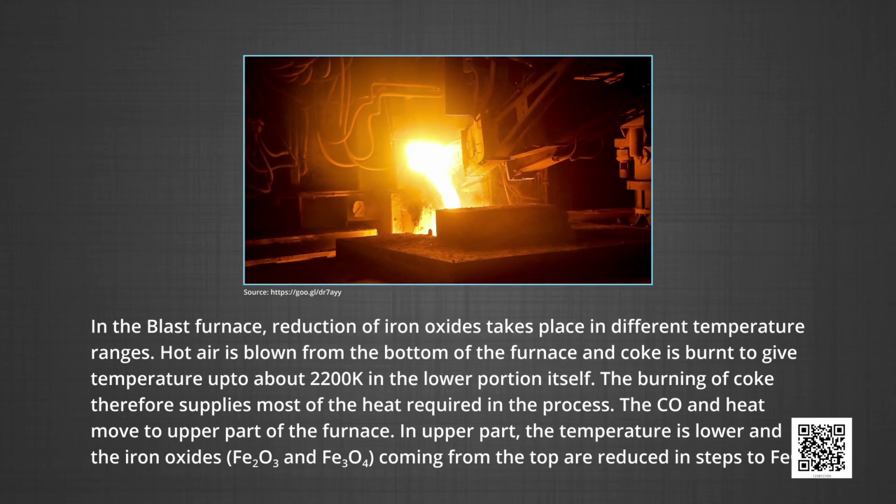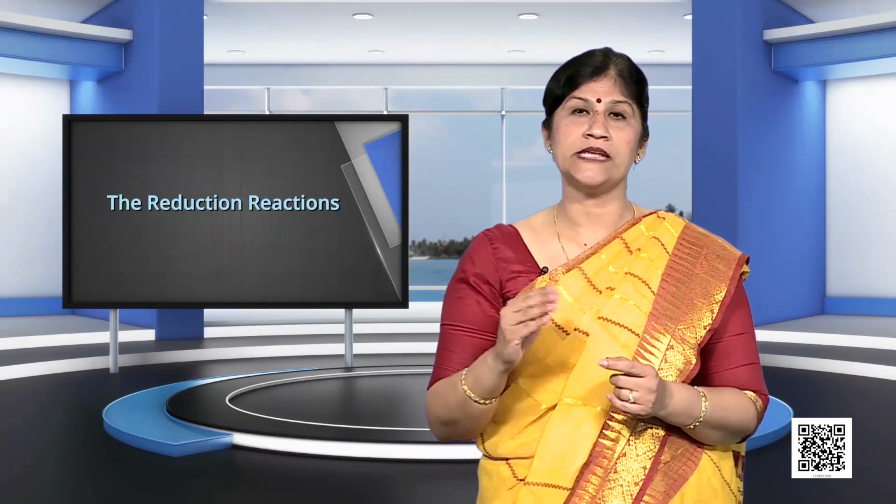In the upper part, the temperature is lower and the iron oxides Fe2O3 and Fe3O4 coming from the top are reduced in steps to iron oxide FeO. Thus, the reduction reactions taking place in the lower temperature range and in the higher temperature range depend on the point of corresponding intersections in the delta G naught versus temperature plots. These reactions can be summarized as follows.